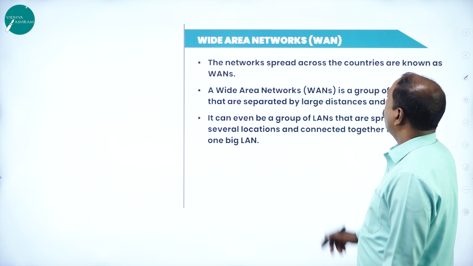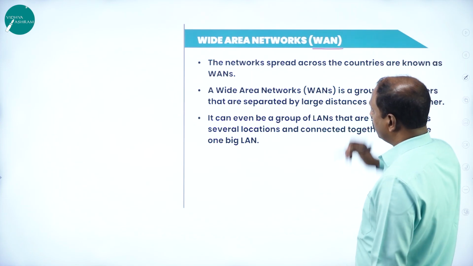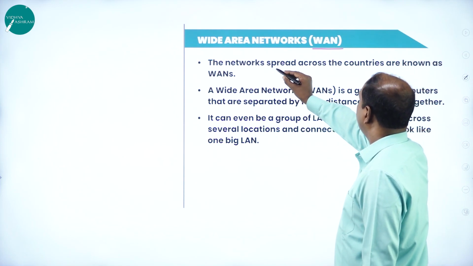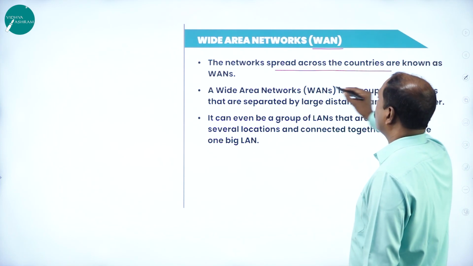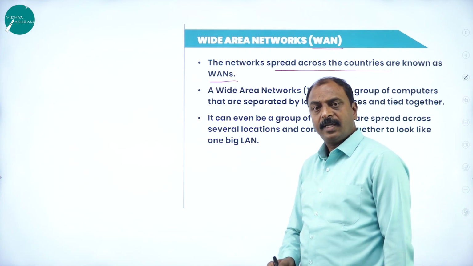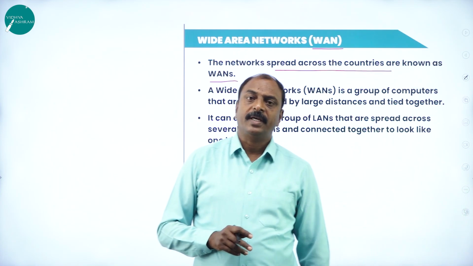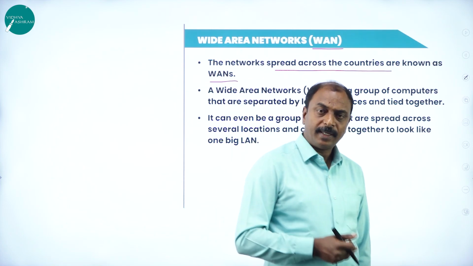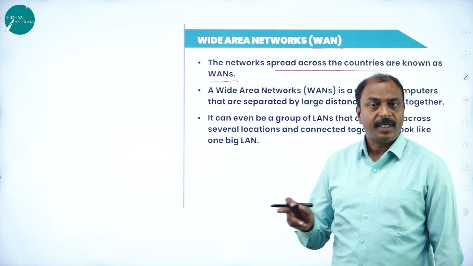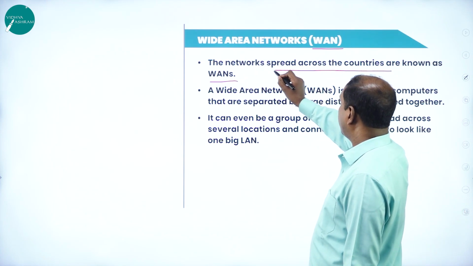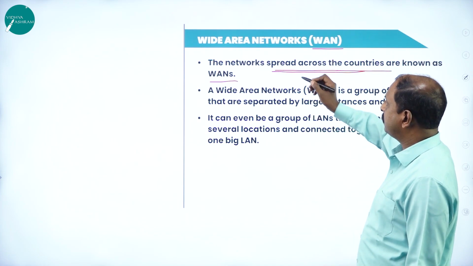Next one is WAN, wide area network. The next type of network is the wide area network. A network spread across countries is known as a WAN. In the LAN, it is restricted only to a small room or small offices. If we talk about MAN, it is spread over the city, and this is WAN, a network spread across the countries. That is the difference between these.